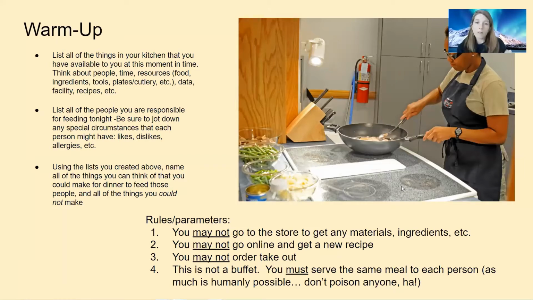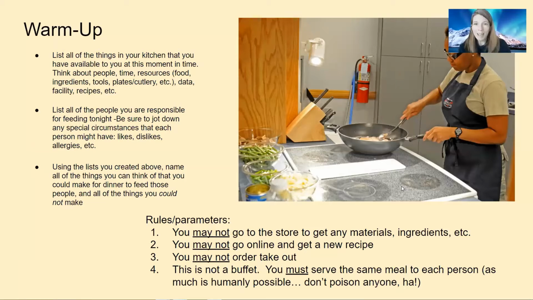And that's the important part of this: you can only use things that you actually have on hand. So there are some rules to this activity. One, you may not plan to go to the store to get any new materials or ingredients. You can only work with what you have in front of you. Two, you may not go online and get a new recipe. You have to use something that you already have collected, something you either already know how to make, or you could go to your recipe box or your recipe book or a magazine that's nearby and make that thing, but you may not go out and get a new recipe.